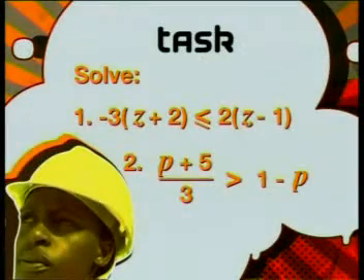And here's a couple for you to try yourselves. Solve these linear inequalities. Minus 3 multiplied by z plus 2 is less than or equal to 2 multiplied by z minus 1. The second one is p plus 5 all divided by 3 is greater than 1 minus p.